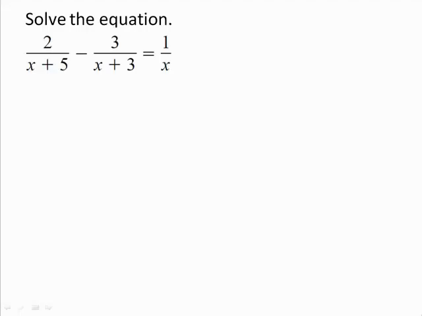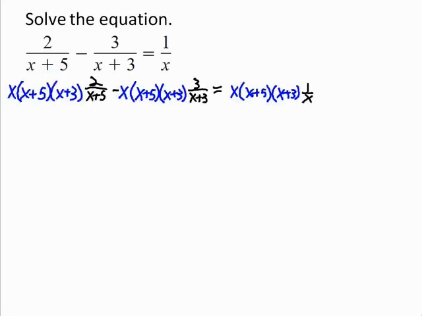Solve the equation. 2 divided by x plus 5 minus 3 divided by x plus 3 equals 1 divided by x. Multiply each side of this equation by the least common denominator. The least common denominator is x times x plus 5 times x plus 3. In the first term on the left side of the equation, the x plus 5's cancel out. In the second term on the left side of the equation, the x plus 3's cancel out. And on the right side of the equation, the x's cancel out.